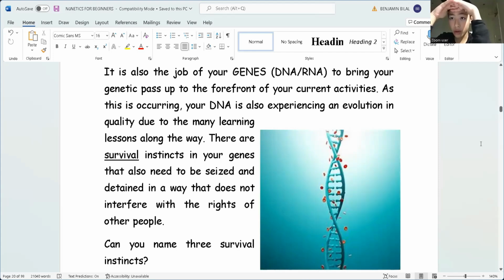This is concerning your DNA. As this is occurring, your DNA is also experiencing an evolution in quality due to many learning lessons along the way. Stop there.